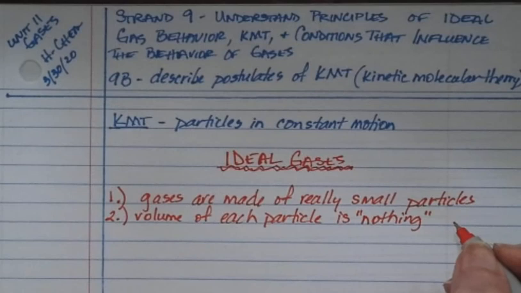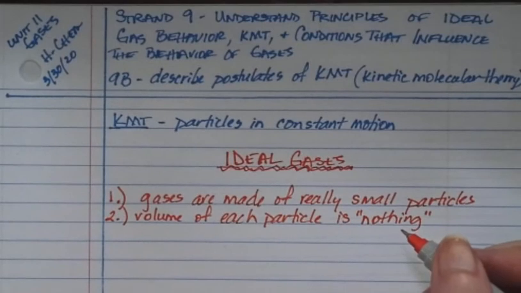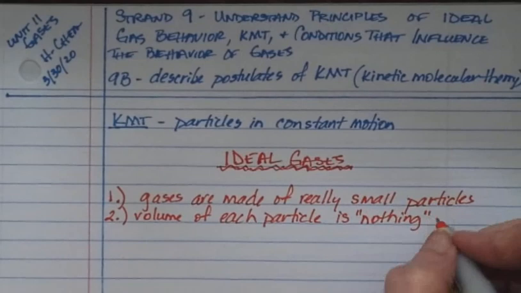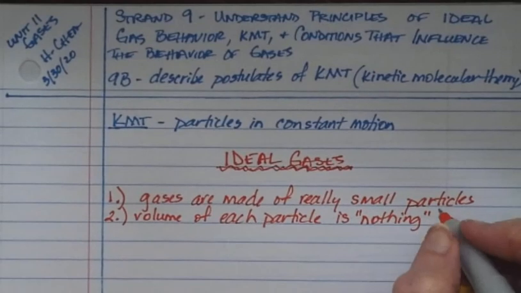basically, when you talk about things being in ideal gas form, if we say, oh, the volume of the individual atoms is so small, we can ignore it. So in our calculations, we don't have to take the volume of the individual particles into account. So the volume of each particle is nothing when compared to the distance between the particles.